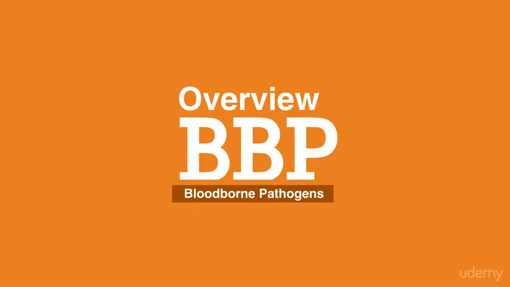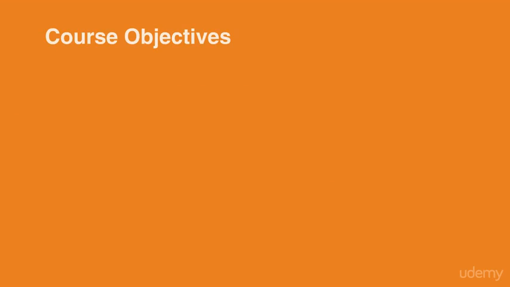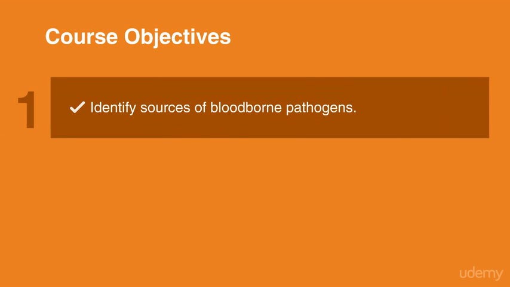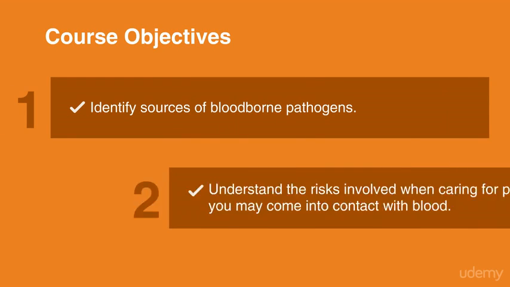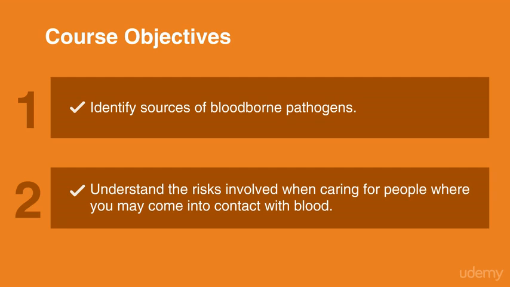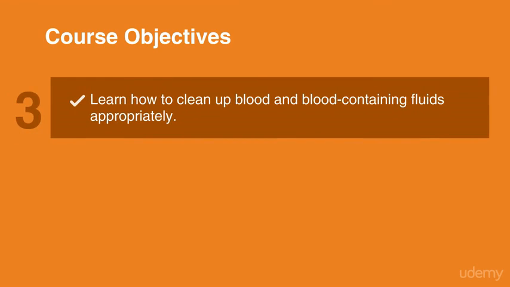Chapter 1. Overview. Course objectives. 1. Identify sources of bloodborne pathogens. 2. Understand the risks involved when caring for people where you may come into contact with blood. 3. Learn how to clean up blood and blood-containing fluids appropriately.